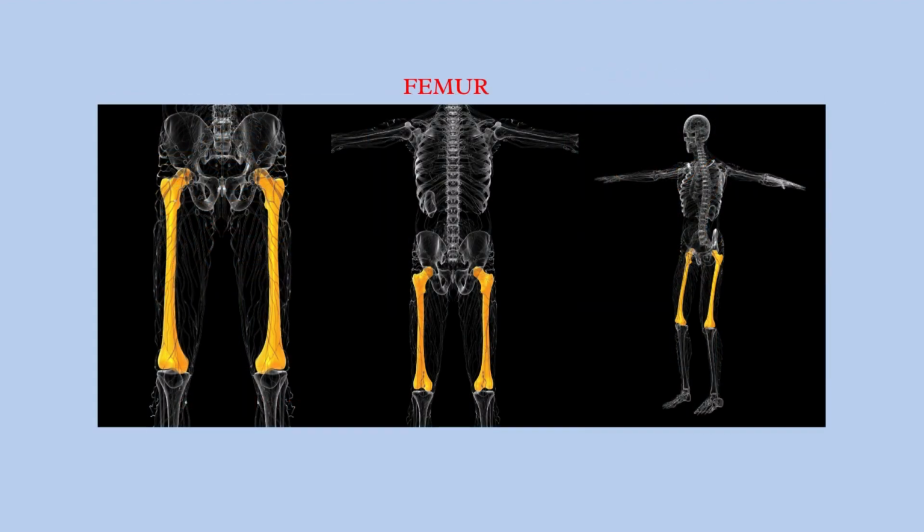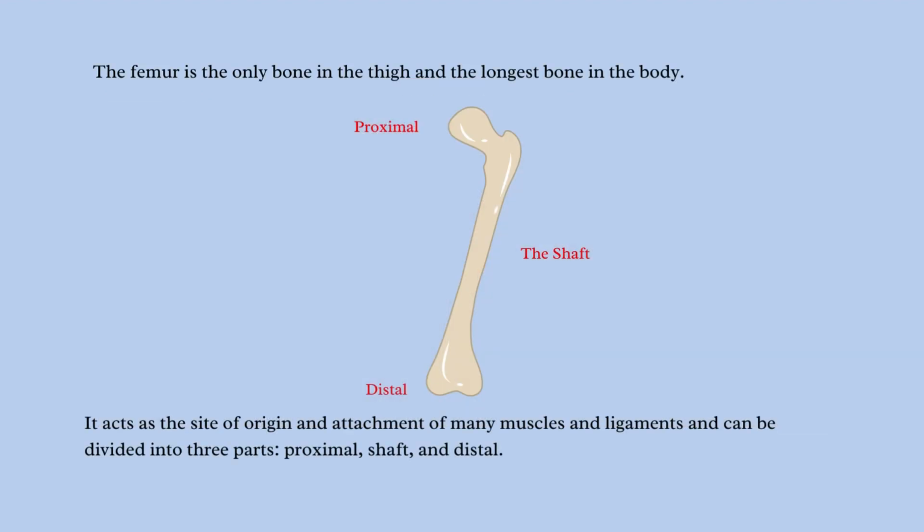The next lower limb bone we are going to discuss is the femur. This is one of the most important bones present in the lower limb of our body. The femur is the only bone in the thigh and the longest bone in the body. It acts as the site of origin and attachment of many muscles and ligaments and can be divided into three parts: proximal, shaft, and the distal part.